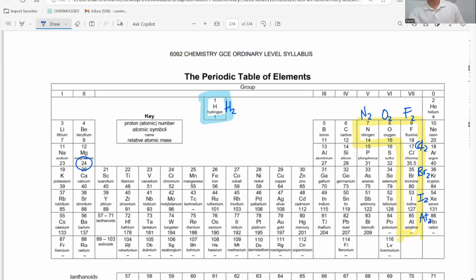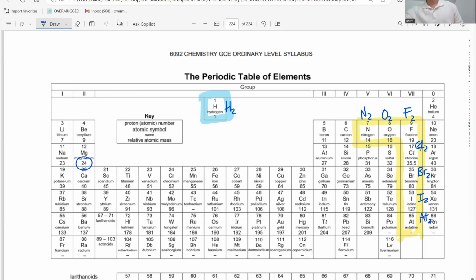So what am I trying to get you to remember here? Whenever you form balanced chemical equations, you form nitrogen, oxygen, fluorine, chlorine, bromine, iodine, astatine. It will always come in a pair. It will be diatomic. How many of them are there? 7.